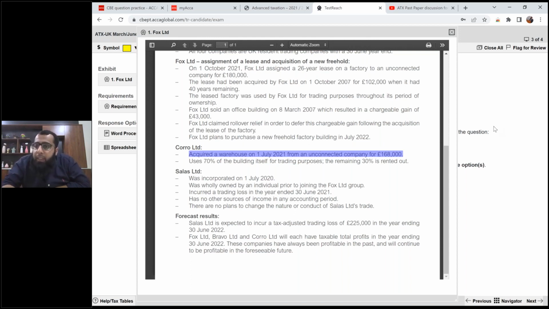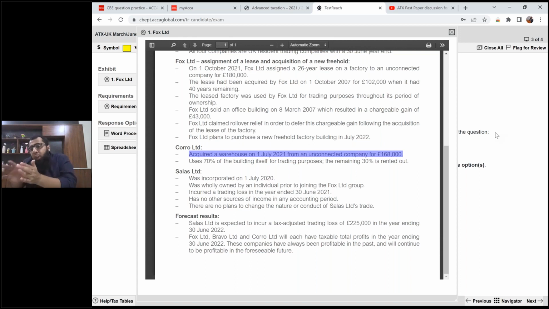Okay. Sir, can you please explain the difference between a 75% group and a capital gains group? Through a capital gains group, we transfer capital gains and losses. Through a capital gains group, we look at rollover relief. In a 75% group, we transfer trading losses. We transfer non-trading loan relationship losses.